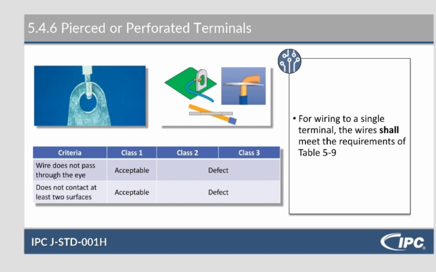Pierced or perforated terminals. Basically, do they pass through the eye? Yes or no? And does it contact at least 2 surfaces? Yes or no? This picture right here, the one where the wire is going through from a top bird's eye view and it's not wrapped around, this is actually acceptable. I hate it, but it's acceptable because it does touch two surfaces. This corner here on the lower right hand and this corner right here in the upper right hand, those are considered two surface contact points. That is totally acceptable. Please don't do that.